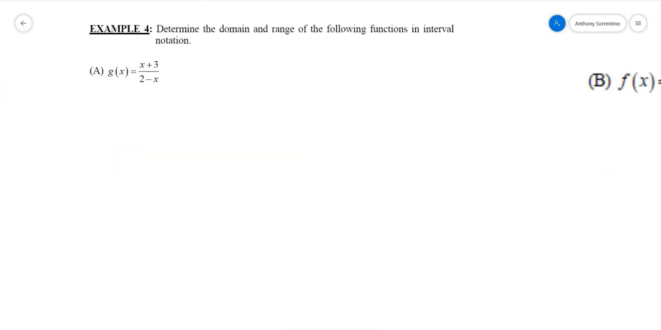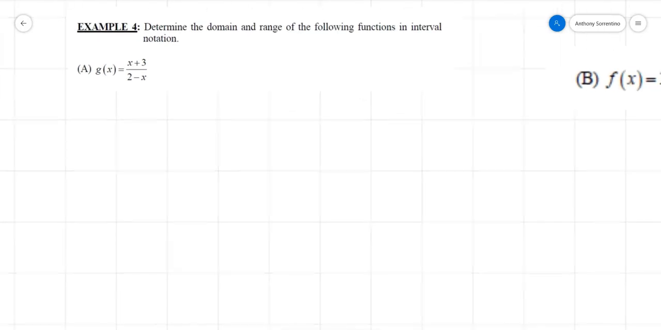Determining the domain and range of the functions in interval notation, and we're going to talk about interval notation as we go along with this as well. Interval notation is used a lot in calculus, and remember, this course is under the assumption that you're going to be moving on to calculus eventually, so they want you to become familiar with the notation used in it a lot.